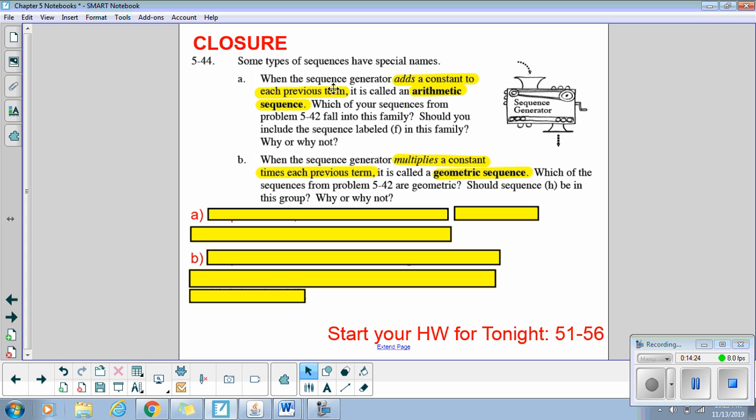So it says, A, when a sequence generator adds a constant to each previous term, this is called an arithmetic sequence. So arithmetic sequences add a constant term. Which of the sequences from our sort fall into this family? Please list them. Should we include the sequence labeled F in this family? Why or why not? So pause the video, go answer that with your groups, and then we'll move on to B.